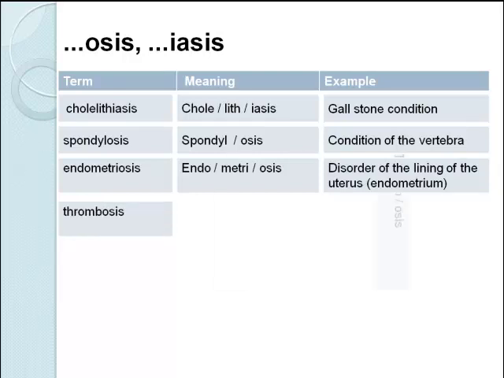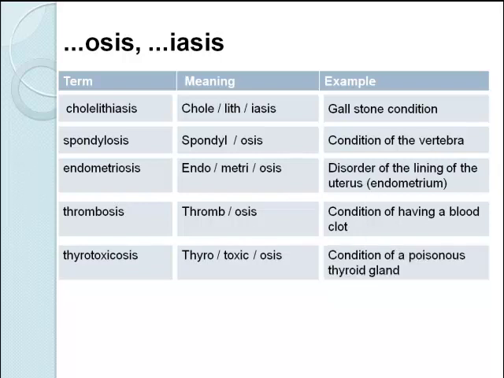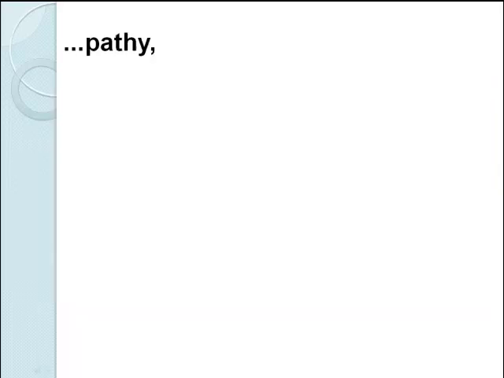Thrombosis. Break it down. Osis, condition, thromb, clot. So I have a blood clot, or a condition of having a blood clot. Thyrotoxicosis. Let's break it down. Thyro, break, toxic, break, osis. It's a condition of having a poisonous, toxic, thyroid gland. So my thyroid gland is producing too much thyroxine, that get-up-and-go hormone.